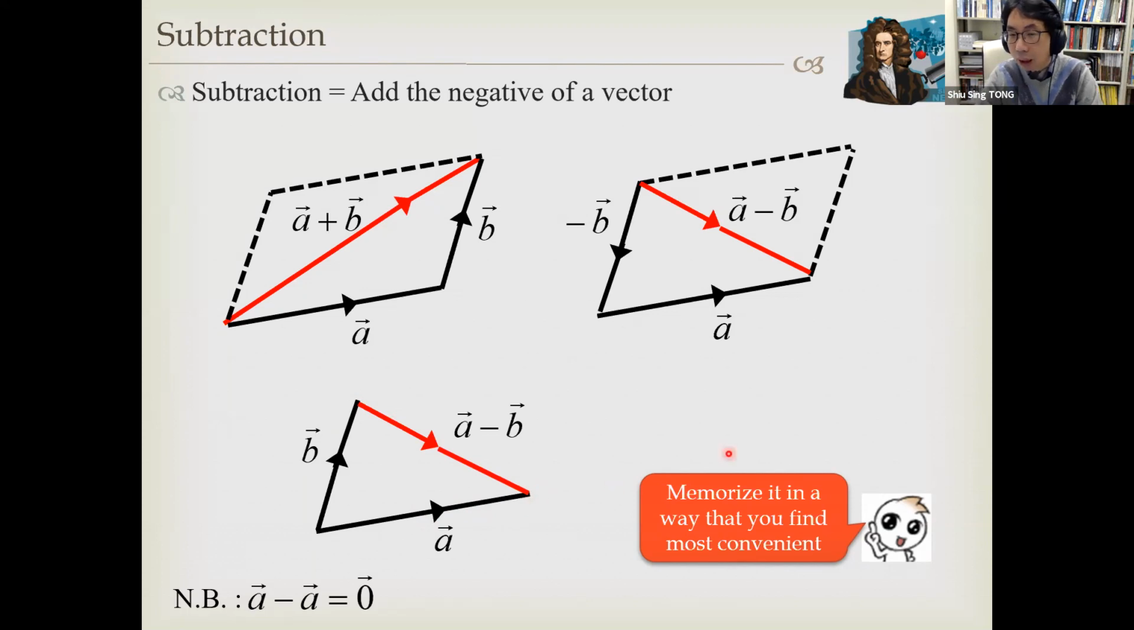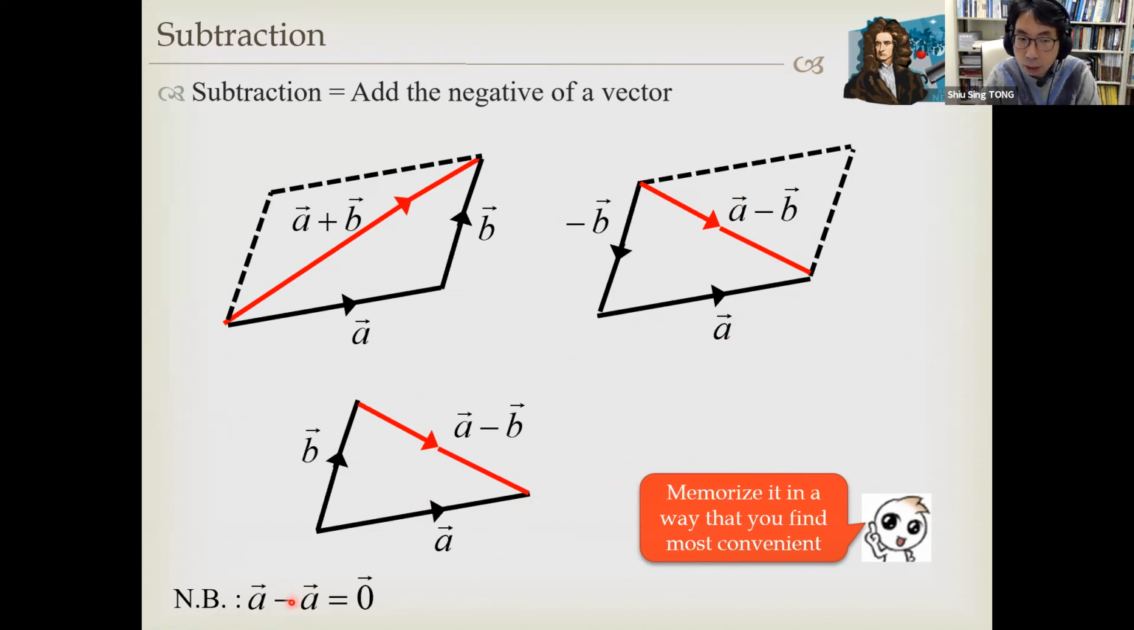So it depends on how you find it convenient. There's no absolute correct or wrong method to memorize it. It just depends on the matter of convenience for you. So you just do it in your own way, as long as it's correct, then it should be okay.